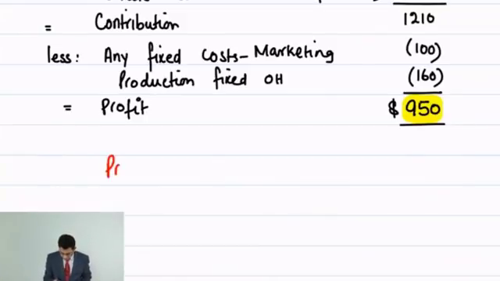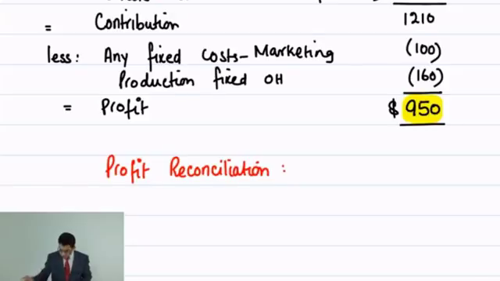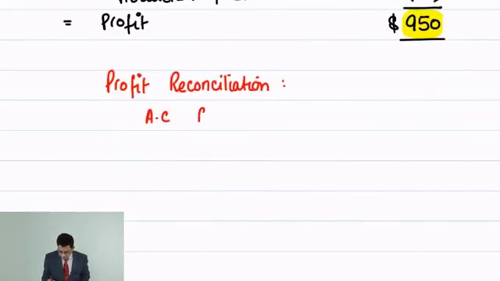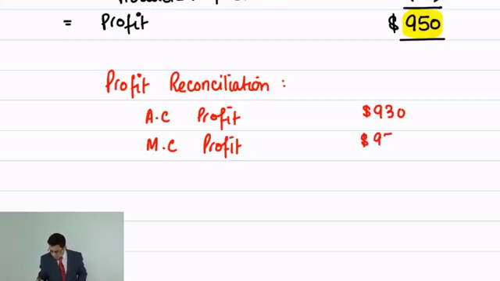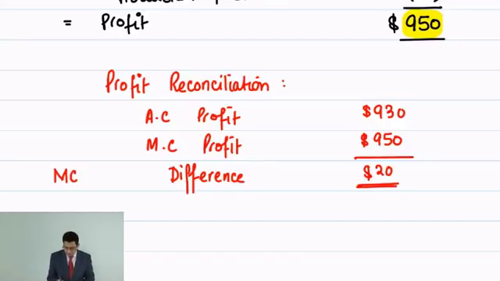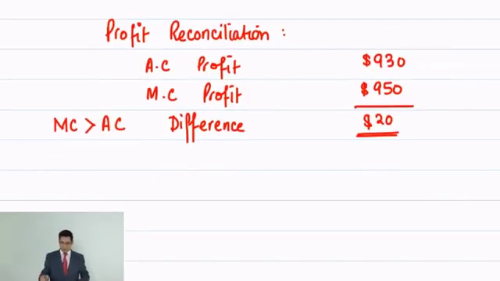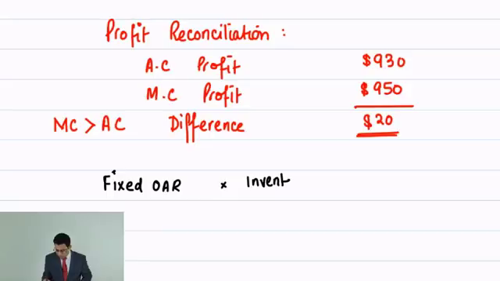Reconciliation. Profit reconciliation. Absorption costing profit is 930 and marginal costing profit is 950. So the difference is $20, and we noticed marginal costing profit is more than absorption costing. Remember, this time marginal costing profit is more than absorption costing. The difference is adjusted by using the fixed overhead absorption rate, fixed OAR, multiplied by the inventory difference, the stock difference.